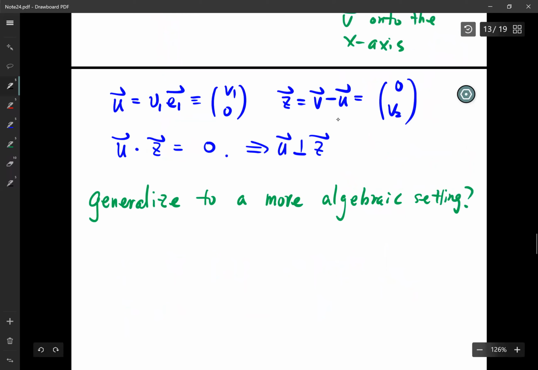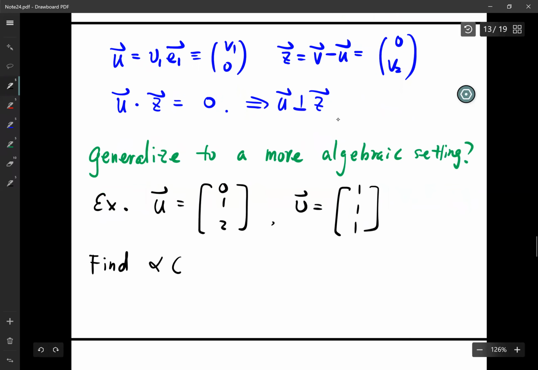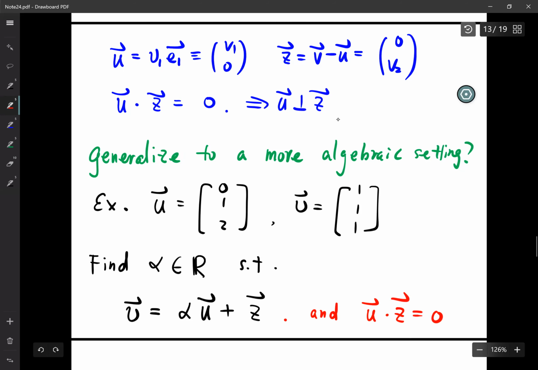Let us again take a look at an example. Let's say u is 0, 1, 2. V is 1, 1, 1. Now the problem is to find a number alpha, which is a real number, such that v is alpha u plus z, and u dot z is 0.